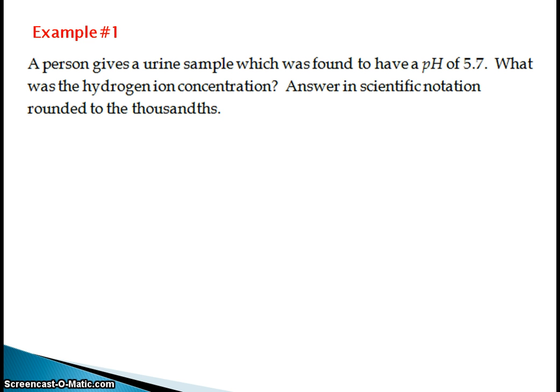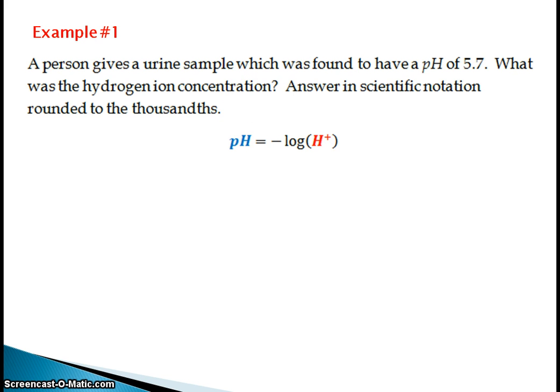Now we're going to do two examples of how someone might measure the acidity level in real life. For most jobs now you have to give a urine sample for drug tests. Suppose a person gave a urine sample and it was found to have a pH level of 5.7. What was that H plus, or the hydrogen ion concentration?